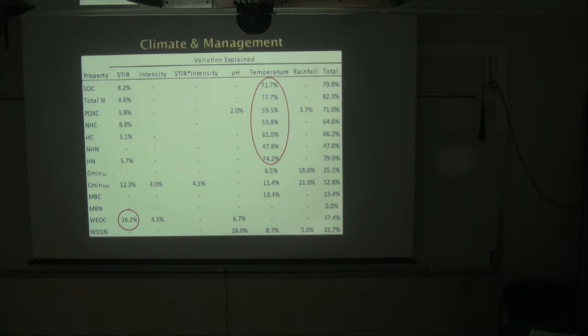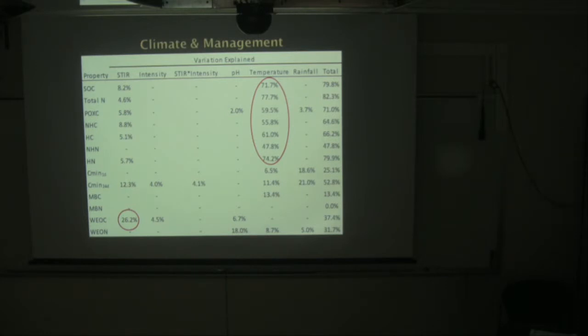In further looking at the influence of climate on the soil properties I measured, I performed a multivariate stepwise analysis with temperature, mean annual temperature, mean annual rainfall, along with management factors, being cropping intensity, the STIR rating, as well as pH, to understand how these potentially explanatory variables are interacting to explain the observed variation in the soil properties.